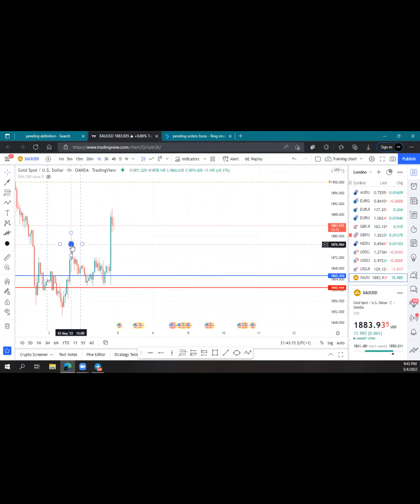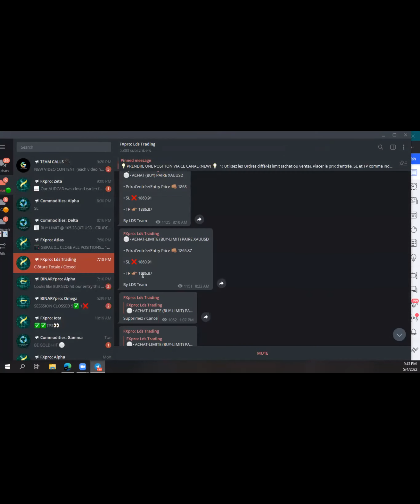The market was somewhere around here when this trade was called out, and it did what? You can see that the market actually made this movement. It came down to the buy limit, it activated and shot all the way up. Now, if I was to set my take profit, take profit was 1886.87.